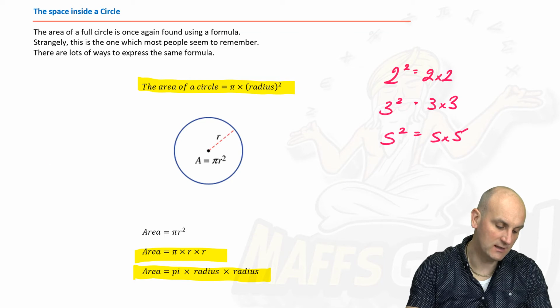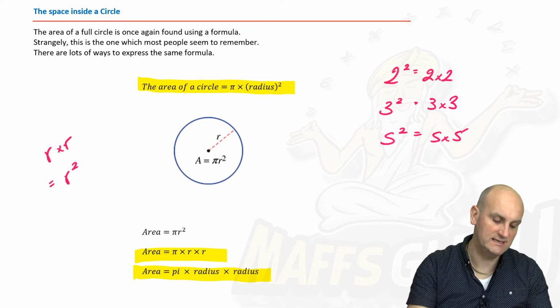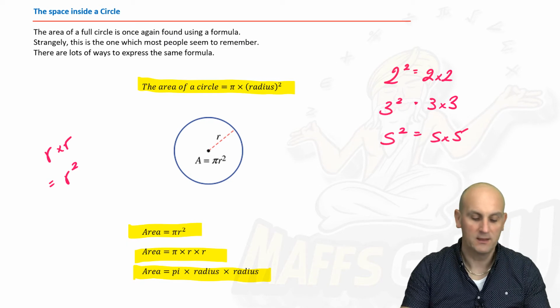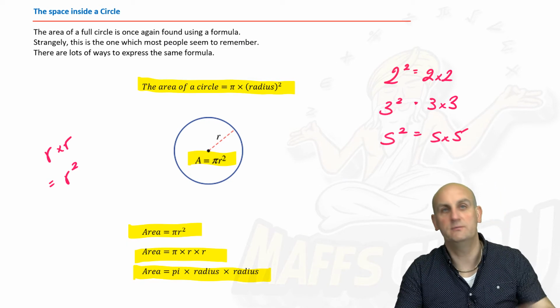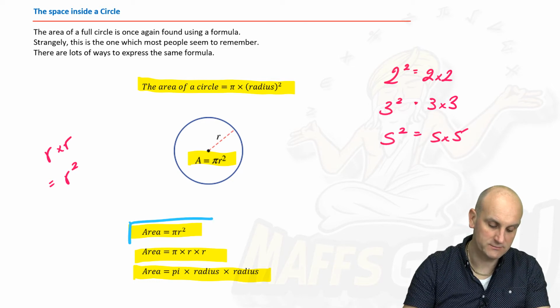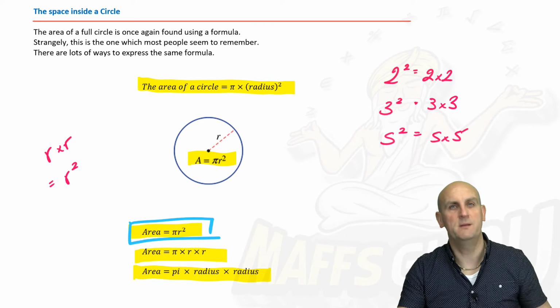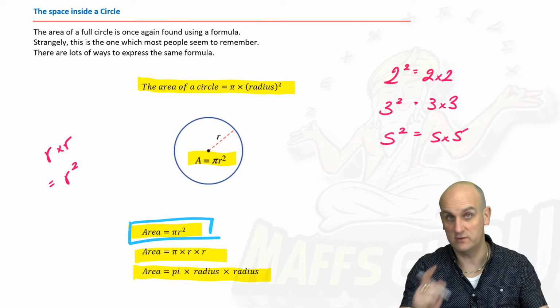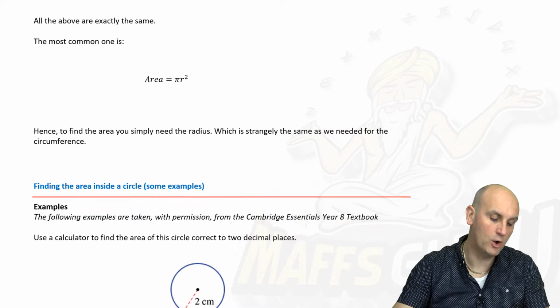As I've just said, r times r is exactly the same as r squared, which leads us to this formula here. Now, that's no different from the one written in that circle, but the circle is just more visual for you. The formula that I'm putting a box around now is the one that most people remember. Area is equal to pi r squared. Pi times radius times radius. And that's what we're going to use for this whole lesson.